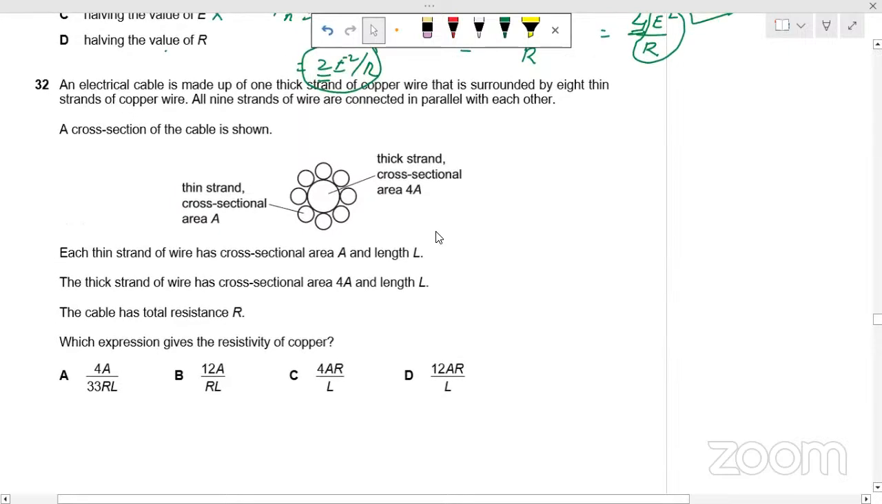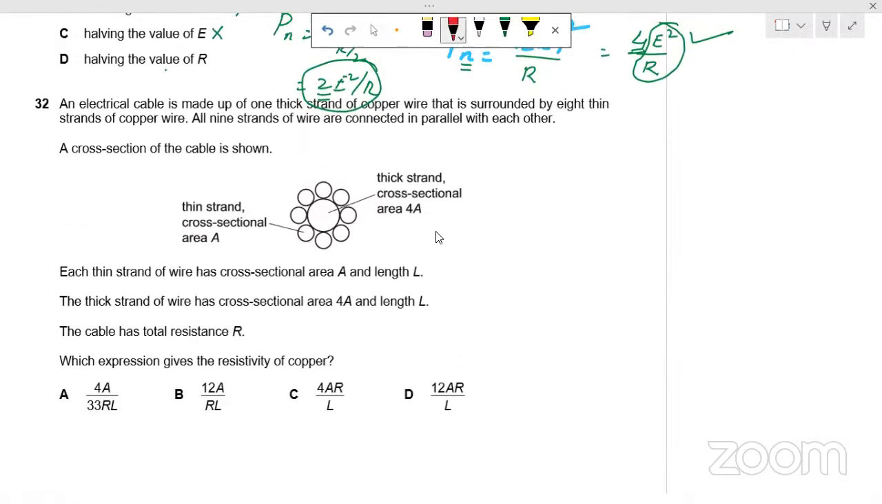An electrical cable is made up of one thick strand of copper wire that is surrounded by 8 thin strands of copper wire. These are the thin copper wires, and that is the thick copper wire. Their cross-sectional areas are given. They have the same length, L. The cable's total resistance is given. You can see all of these 8 wires and this large wire are connected in parallel.